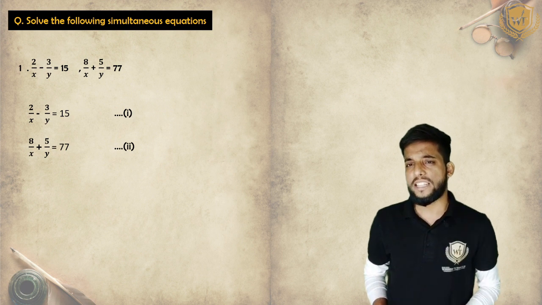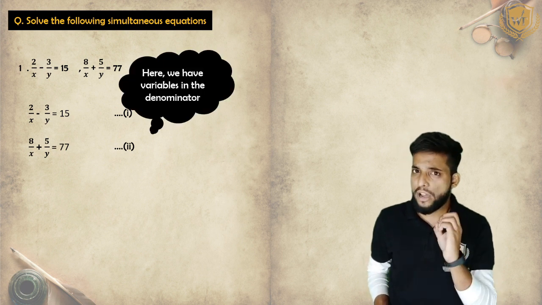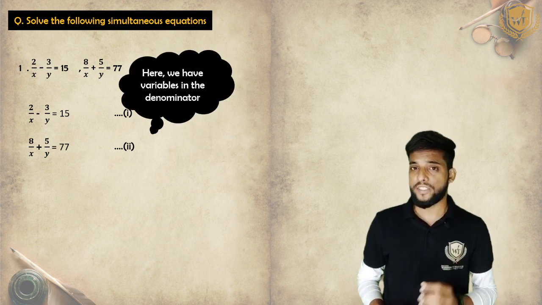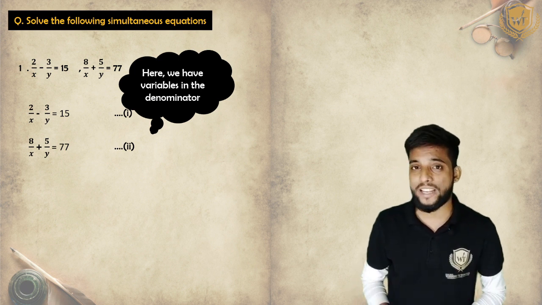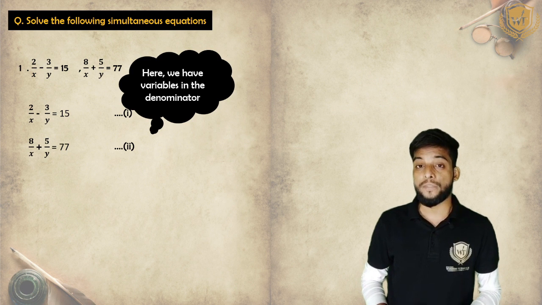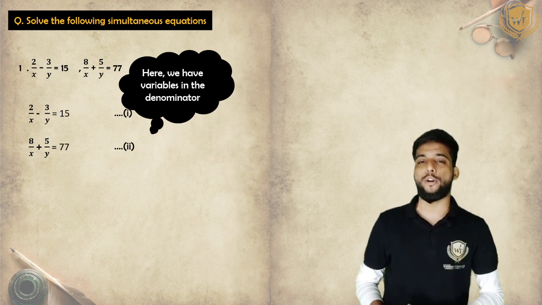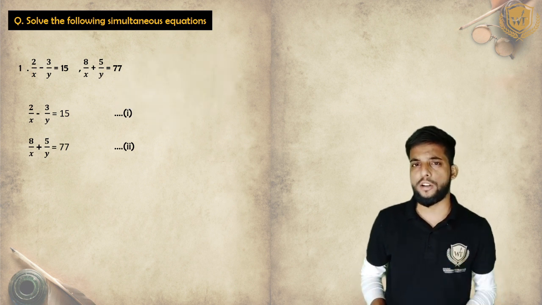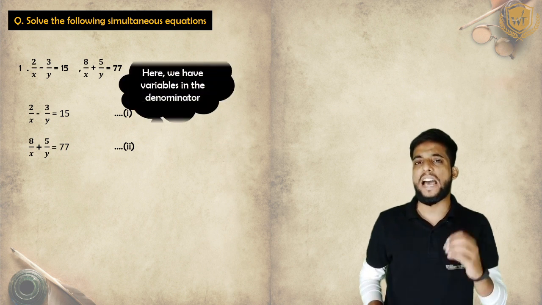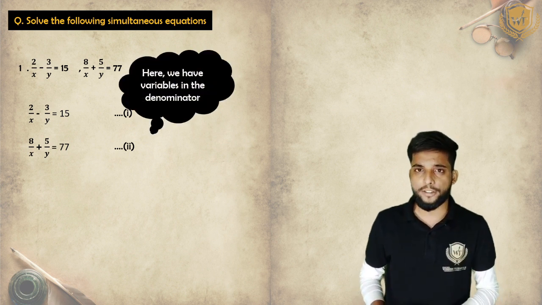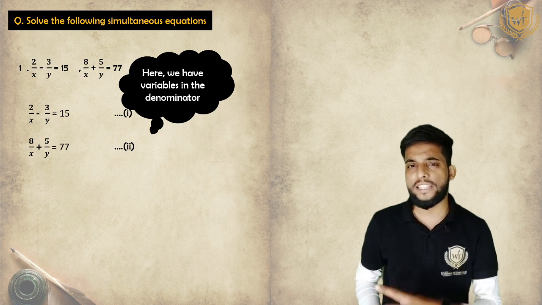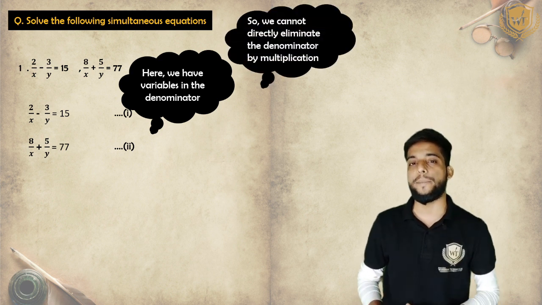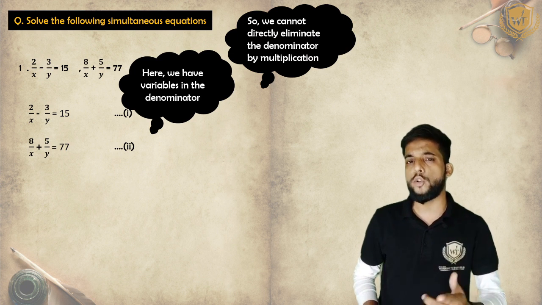Now students, here if you observe, we have variables in the denominator. There are no numbers in the denominator, right? We have variables in the denominator. So students, if you observe, these equations have variables in the denominator. Matlab, these are not linear equations, right? So we cannot directly multiply by the variable to eliminate the denominator, right? So we'll have to use some other way.